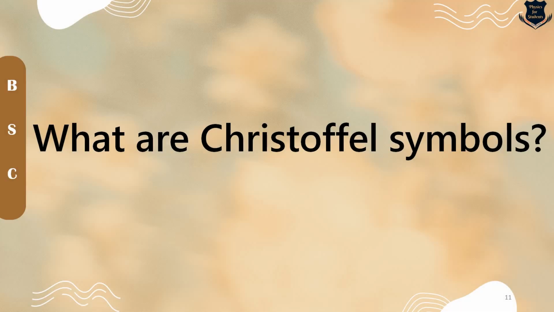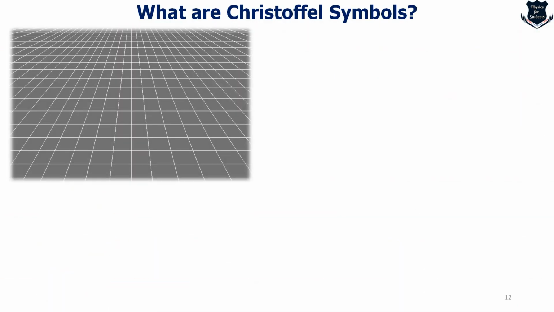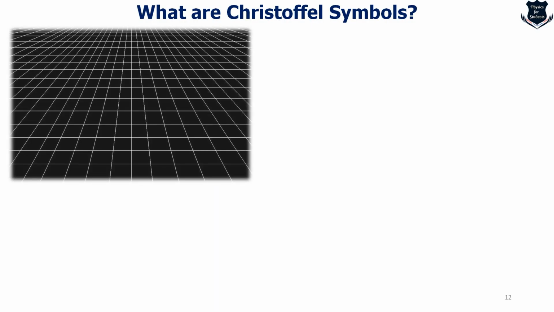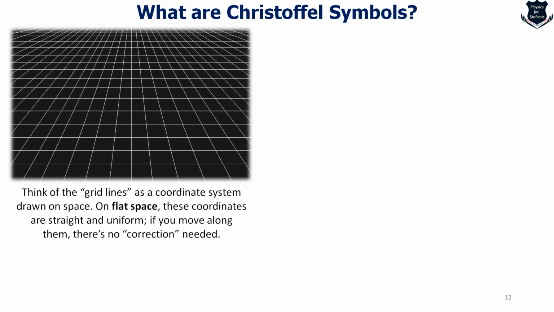Now we come to the central part of understanding the Christoffel symbols, and this is actually defined by Elwin Bruno Christoffel, and it has been dedicated to his name. So first of all, what are Christoffel symbols? Before that, I would like to give you an analogy. This is a very common thing. This is the grid. And think of the grid as a coordinate system drawn on a flat space. And on flat space, as you can see, these coordinates are straight and uniform. This line and this line. These boxes and these boxes and these boxes. So you can see that they are straight and uniform.